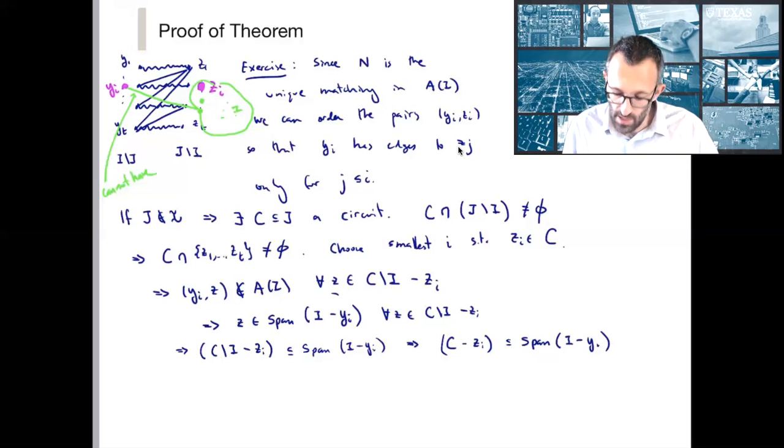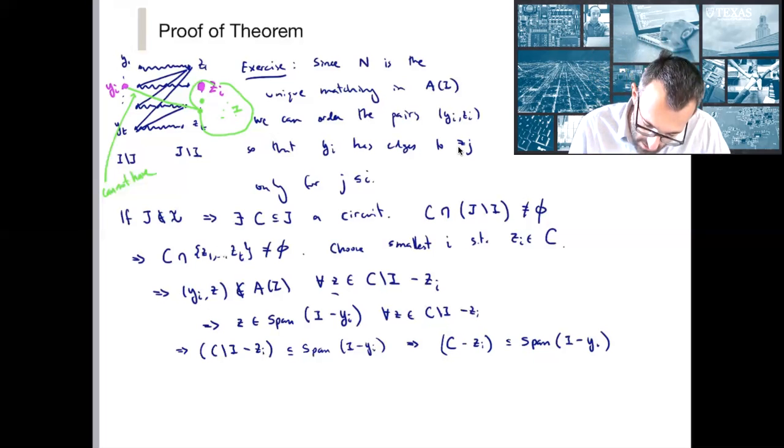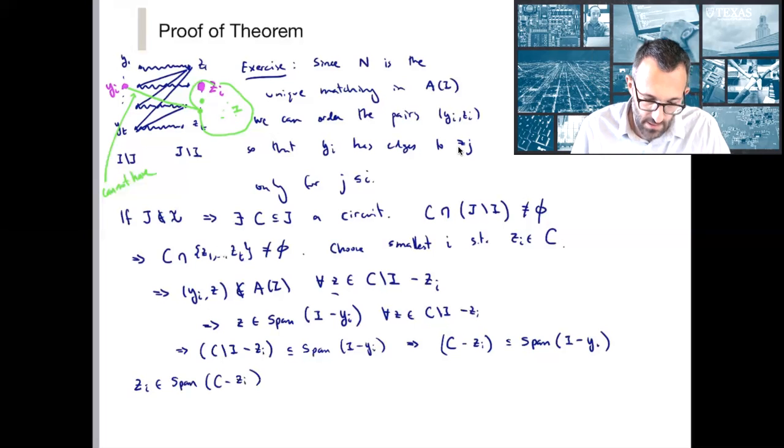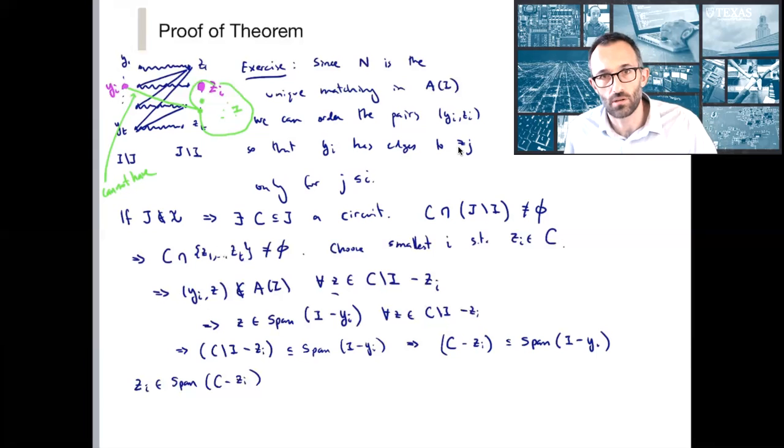Now, by virtue of the fact that Zi is in the circuit, and the circuit is dependent, we know that anything in the circuit, Zi in particular, has to be in the span of C minus Zi. That's the definition of C being a circuit. I can remove any element and I don't decrease its span.